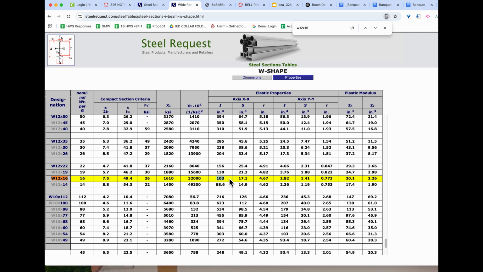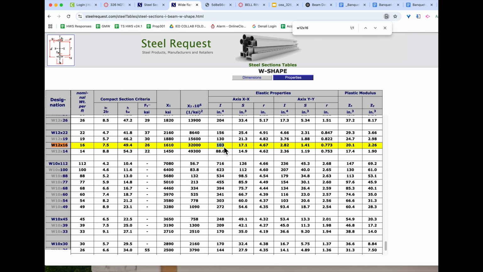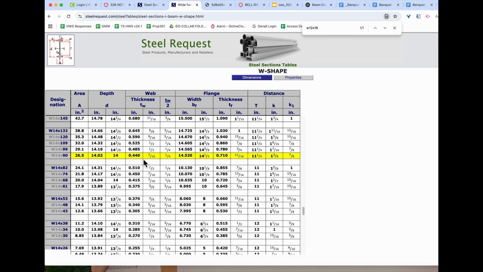Now keep in mind, beforehand we said that one of the other possible solutions is that we could use a 10 by 17 beam. If I go down here to the 10 by 17, we see this IX value is 81.9. Is that going to work? If we go back up here, this was 103, so no, it's not going to work. The 12 by 19 has 130, which is a higher moment of inertia, which means it's going to cause less deflection. So we're going to try the W12 by 19 beam here. In terms of that beam, we can also look at some other values here.